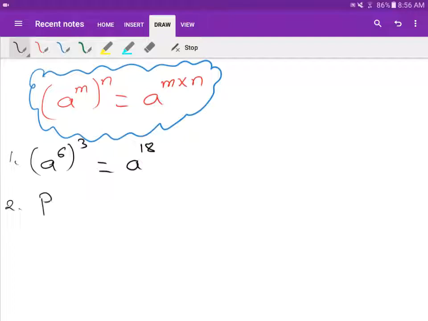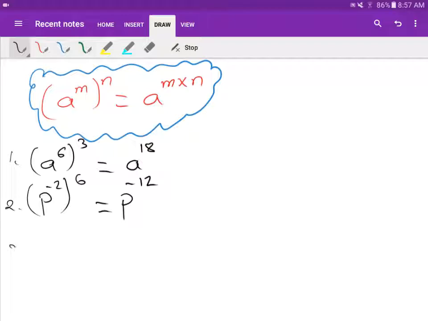Okay, let's say number 2. Let's say p to the minus 2, to the power of 6. According to the rule, it's just minus 2 times 6. If you forget your directed numbers, you simply use your calculator. Minus 2 times 6 gives you minus 12. So p to the minus 12.